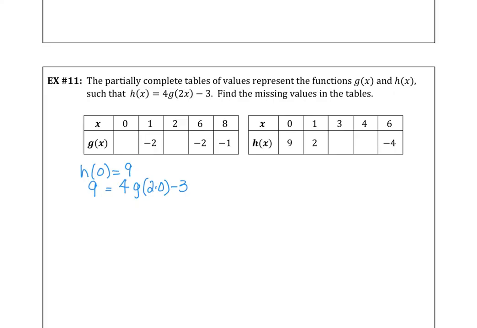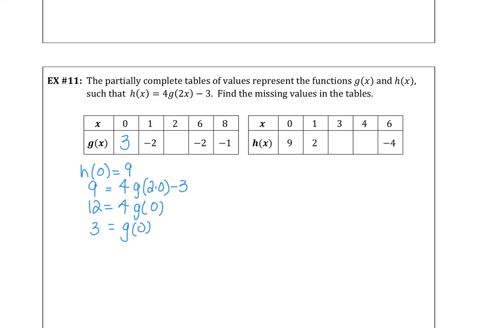Well, 4 times the g of 0 has to be 12, so the g of 0 is going to be 3. So the g of 0 is 3. That's our first thing we can fill in.